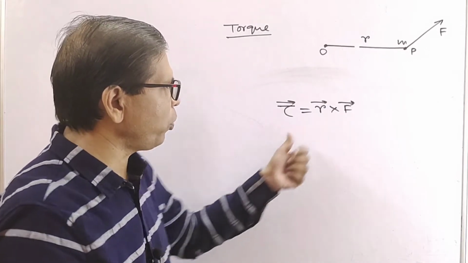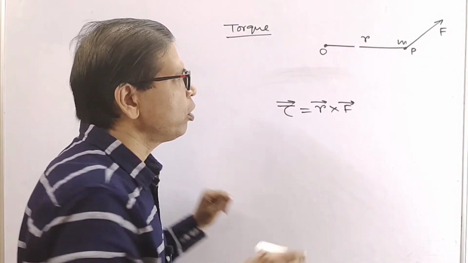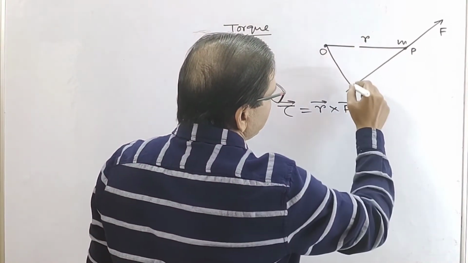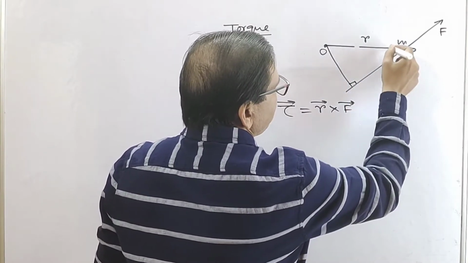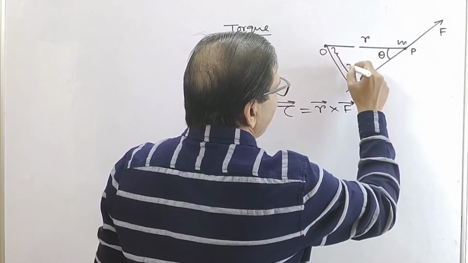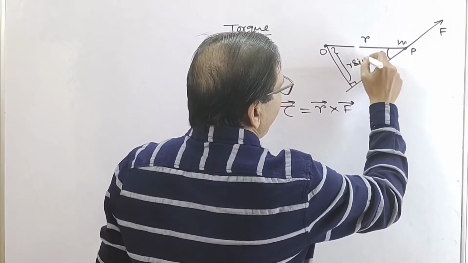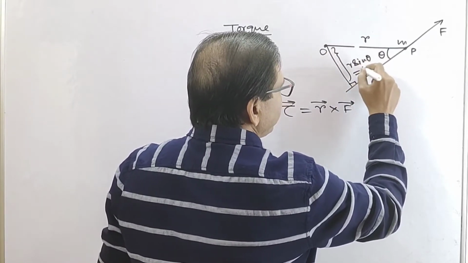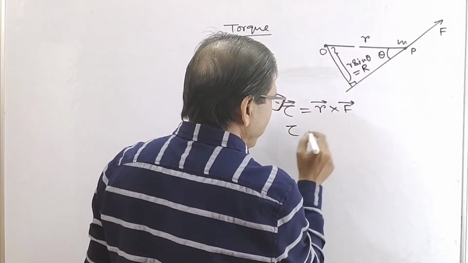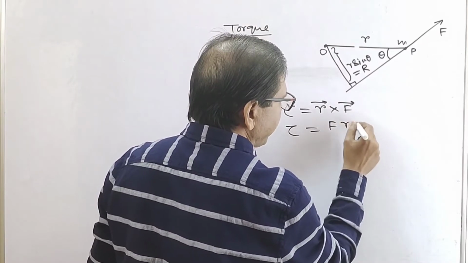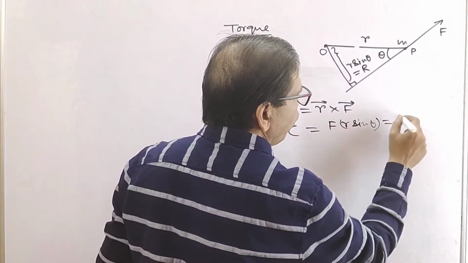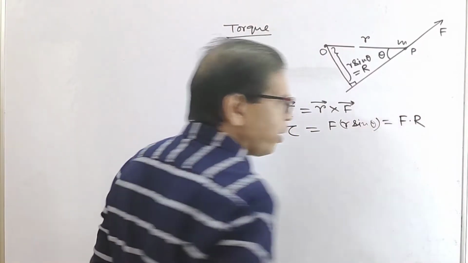Now we have to calculate the magnitude of torque. Look at this, the line is produced and a perpendicular is drawn here. If this angle is theta, then this is r sin theta. The perpendicular distance r sin theta is taken as capital R. So from here, tau equals F r sin theta, which is force into normal distance.